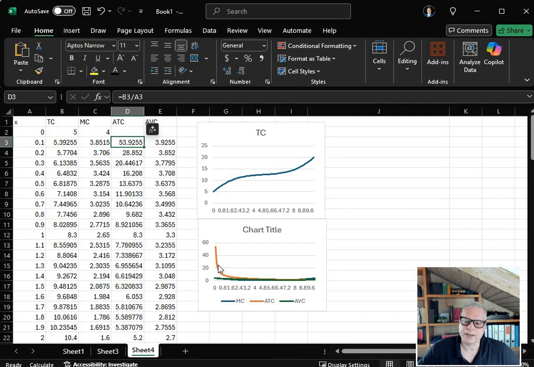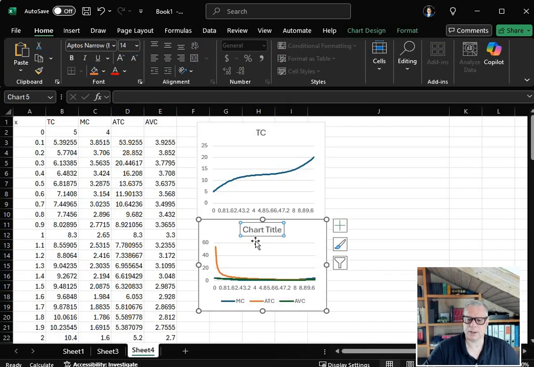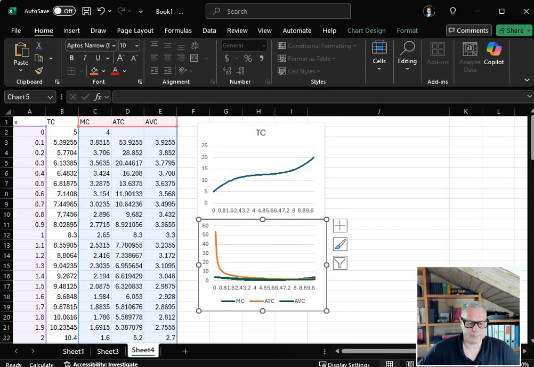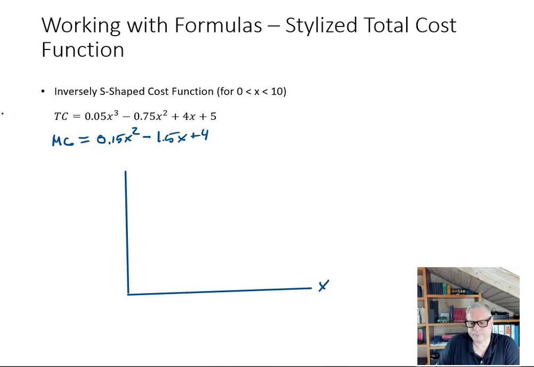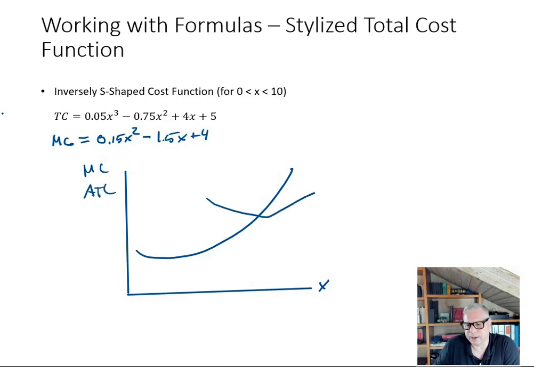Okay, so what I do is there are those very high values. This graph doesn't look like what I drew here. We said earlier that marginal cost should look something like this. Average total cost should look something like this. And average variable cost should look something like this.